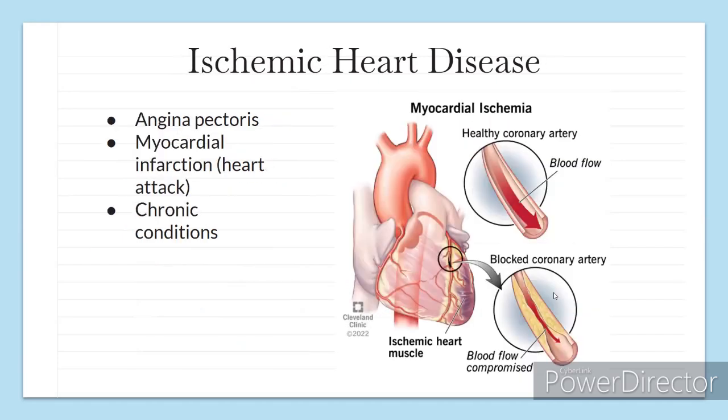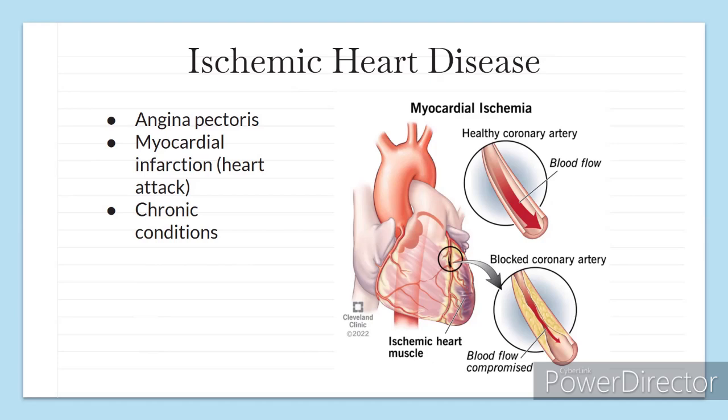So the final type of heart disease we're going to look over is ischemic heart disease, also known as coronary artery disease. This is when blood flow to the heart muscle is reduced, typically due to atherosclerosis in the coronary arteries, which is when plaque builds up inside the arteries. This results in reduced oxygen delivered, leading to ischemia, or insufficient oxygen supply.